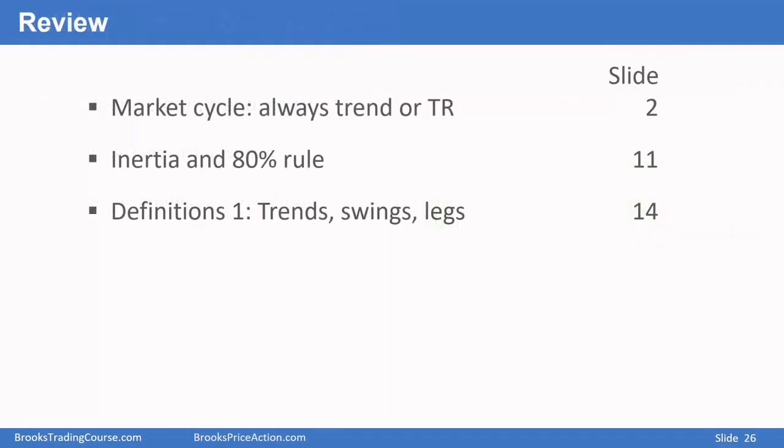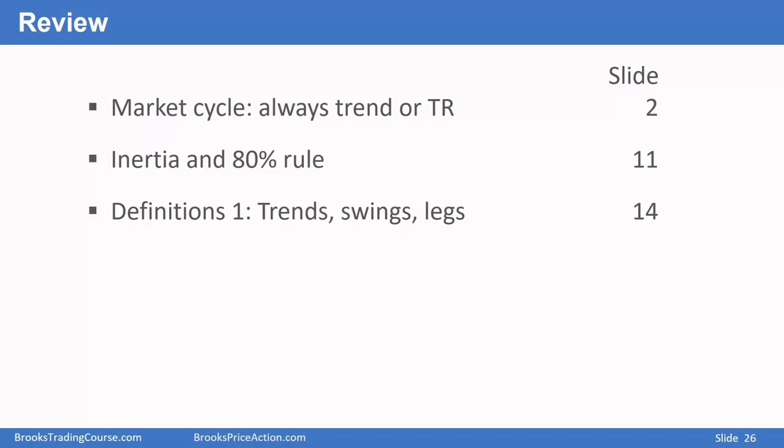In this video, I talked about the market cycle and how every chart is either in a trend or a trading range. Every part of every chart is either in a trend or a trading range. In fact, every bar is either a trend bar or a trading range bar. And then I also talked about my 80% rule. The market has inertia. It tends to continue what it's been doing, and it tends to resist change. If it's in a trend, 80% of reversal attempts will fail. If it's in a trading range, 80% of attempts to break out into a trend will fail.